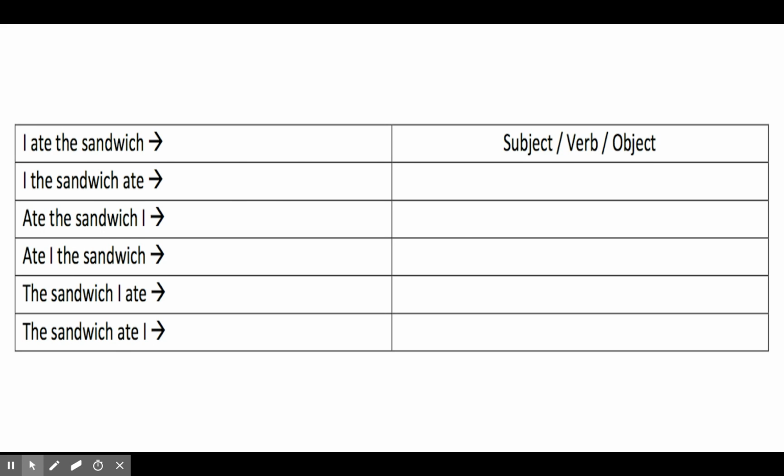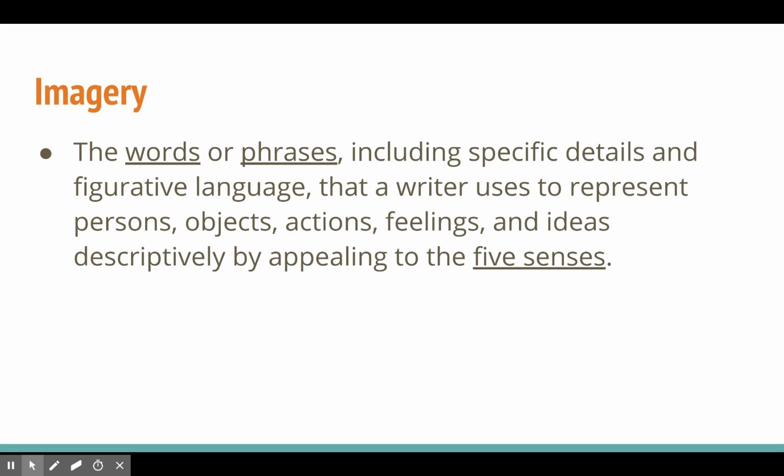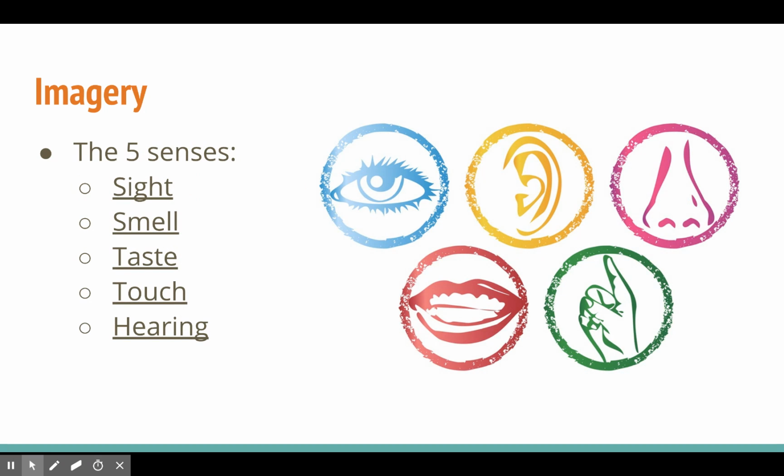Okay, moving on to the last thing, imagery is just simply the words or phrases, including specific details and figurative language, that a writer uses to represent persons, objects, actions, feelings, and ideas descriptively by appealing to the five senses. In other words, how do they use words or phrases, including figurative language, to create a picture in your head? And as we know, the five senses are sight, smell, taste, touch, hearing. So an author is going to use their words to appeal and kind of trigger one of your five senses to help create a picture or a better idea of what's going on in your head.